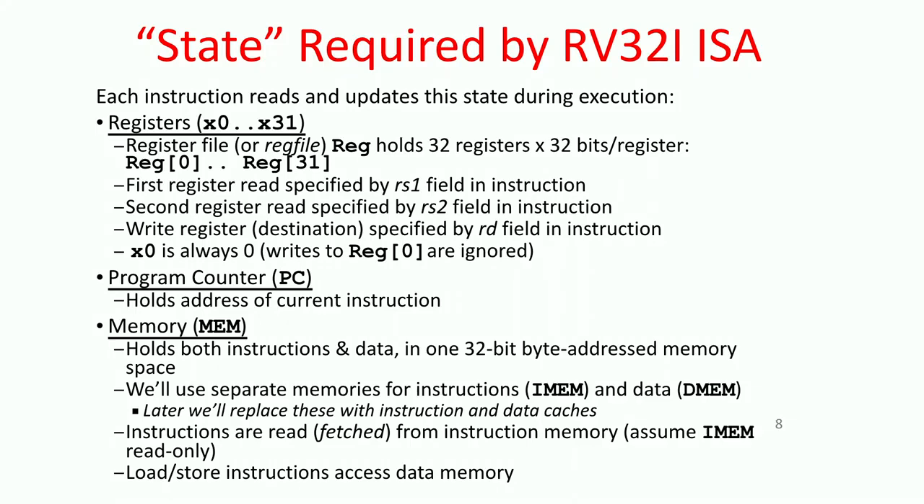We're going to use separate memories for instructions and data. Later, we'll replace these with instruction and data caches. There's one big unified memory space, but in the implementation, the part of the memory space that's meant to hold instructions will be implemented as an I memory, and the part of the memory space that's meant to hold data will be implemented as the D memory, for the next couple of days. As I said, later we'll talk about how in real processors these actually get implemented as the instruction cache and the data cache.